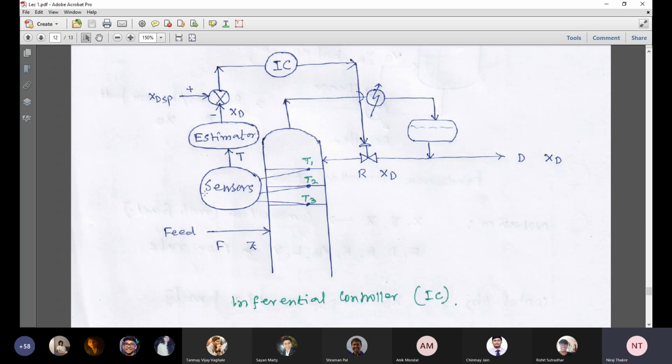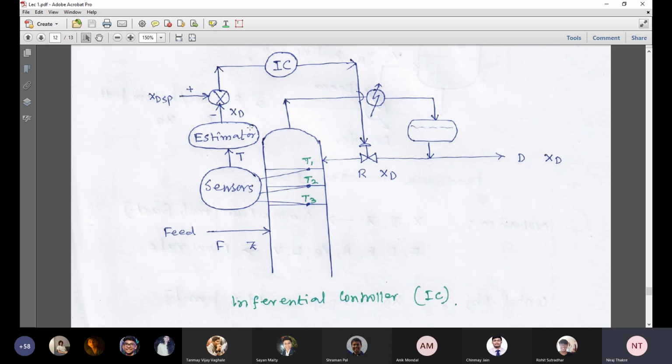So after having this temperature measuring, after measuring temperature information, we just develop one estimator. It is nothing but a mathematical expression or maybe a model. So what this model does, it basically calculates the top composition based on the measured temperature.